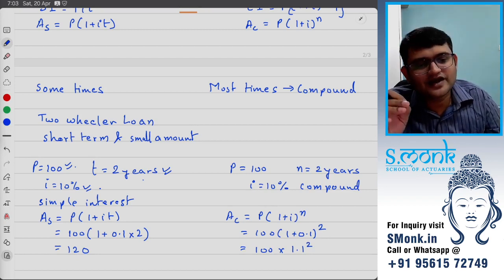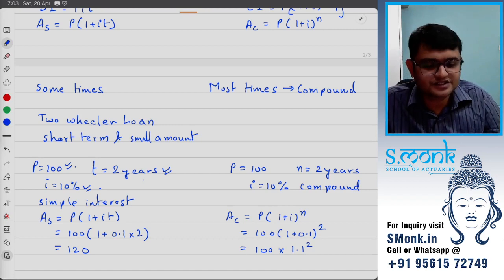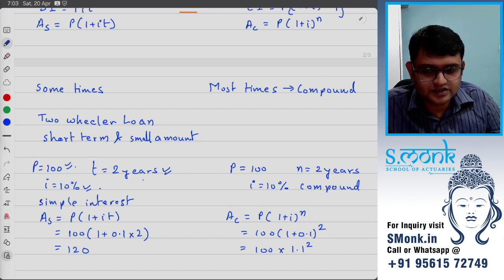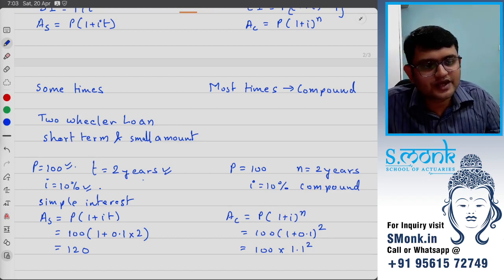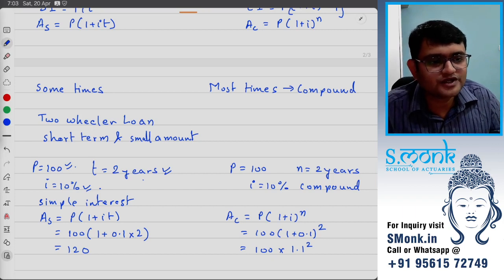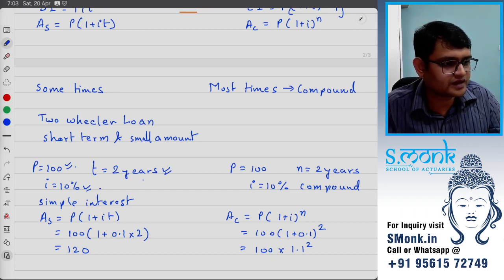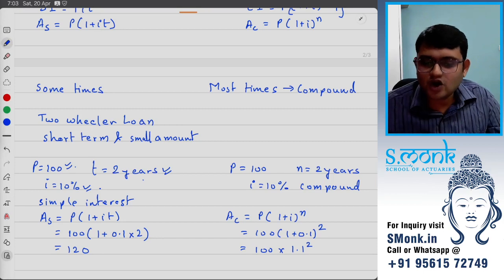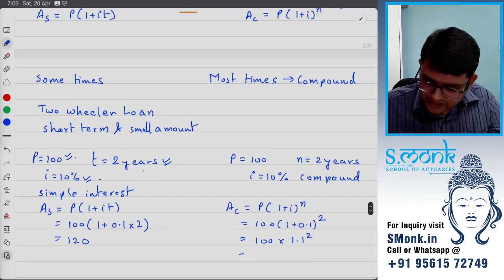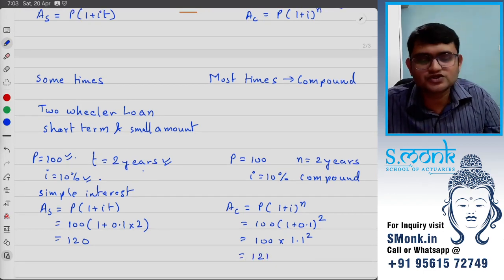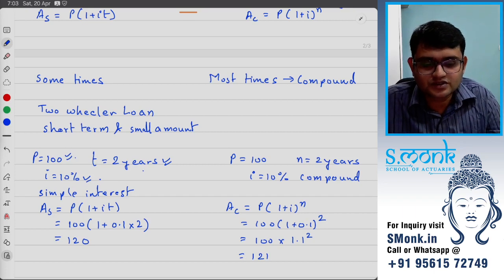But you can imagine if I had given you 7%, it will be very difficult to find the square of 1.07. So usually this is a complicated calculation. Here the answer is 121. We can use a calculator to do it.